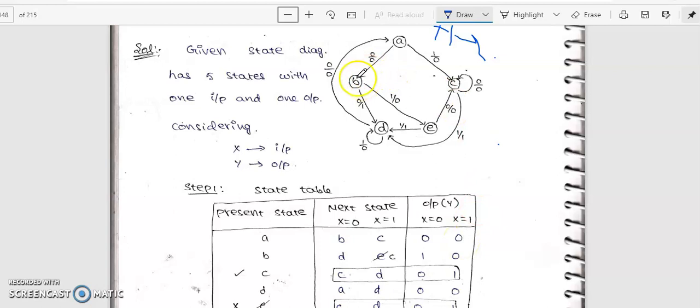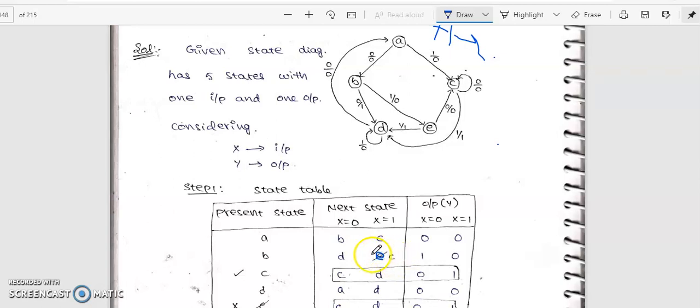Next, coming to state B, there are 2 outward directed lines. B is going to D when x is equal to 0 with output equal to 1. Next, B is going to state E. Please check that it is state E initially. We applied a state reduction technique, so that is why it is C. We'll come to that a little later. So B goes to state E when x is equal to 1 with output equal to 0.